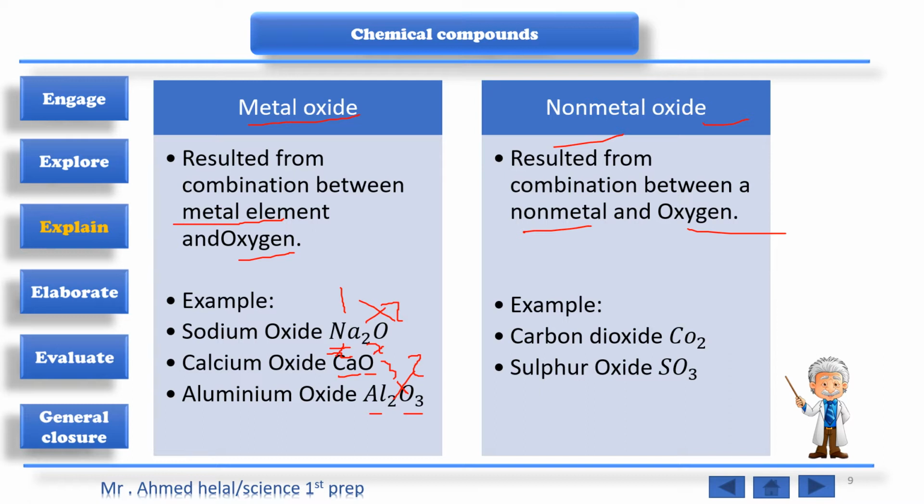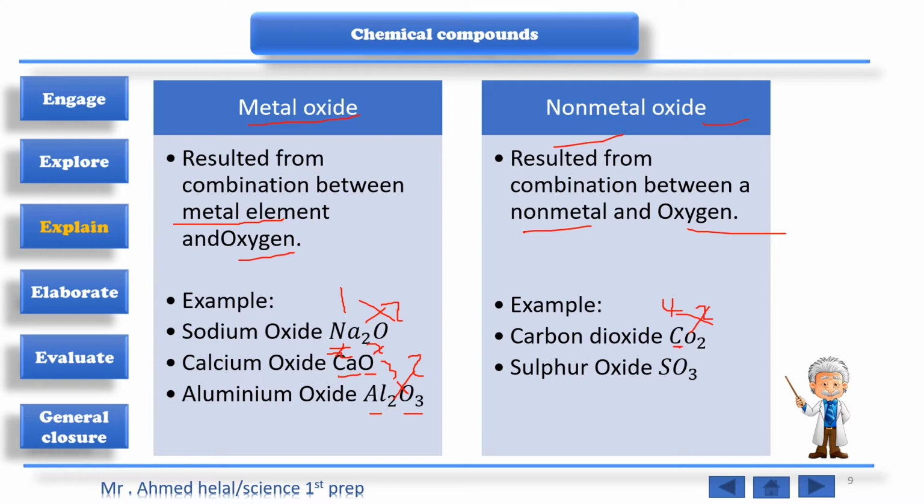And now the non-metal oxides, we have examples. Here we have carbon, this is non-metal, and CO2. This is the valency of carbon, tetravalent, and oxygen divalent. When you change the valency and get the simplest ratio, it will be CO2.